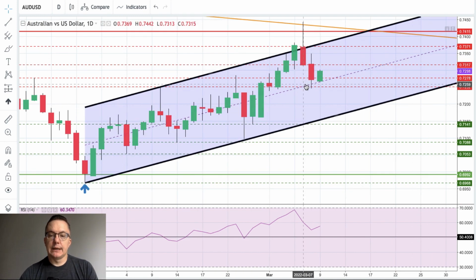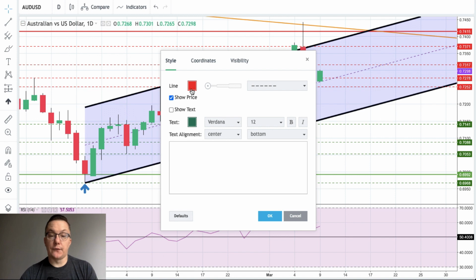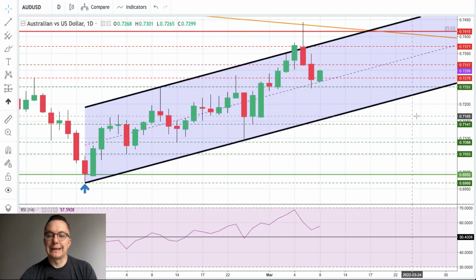Any update? The technical support right now at 0.7252 holds for now. It holds. So now temporarily change the color to green. If it is broken, then the next support is 0.7141, which is 111 pips lower. We might have some kind of a bounce.